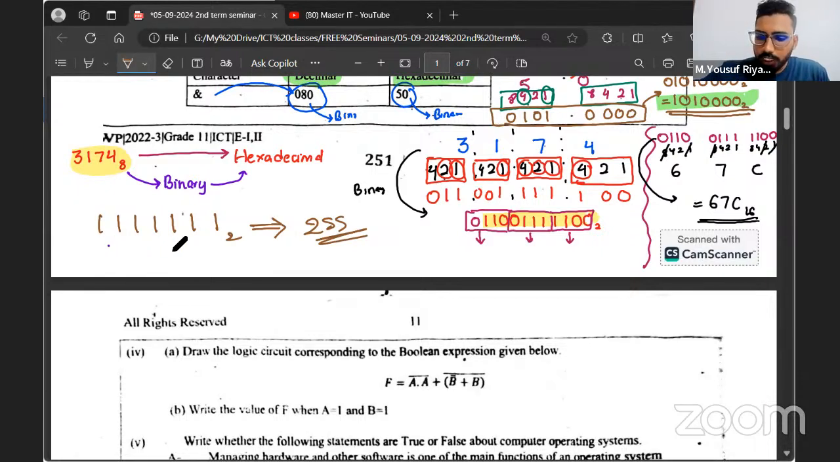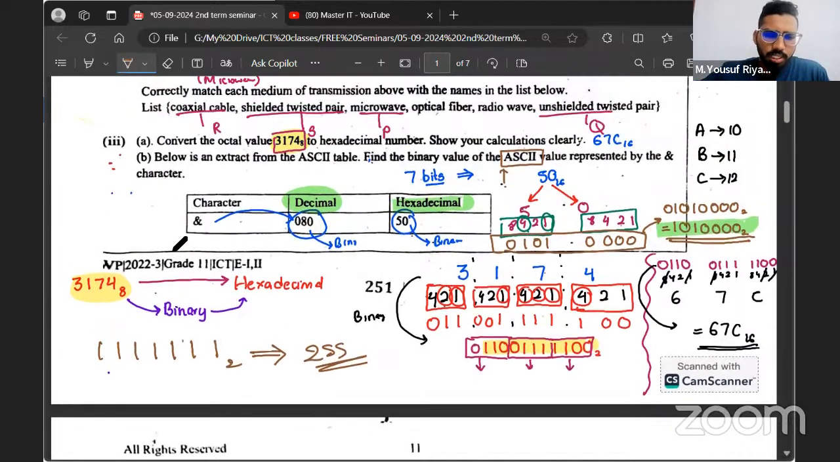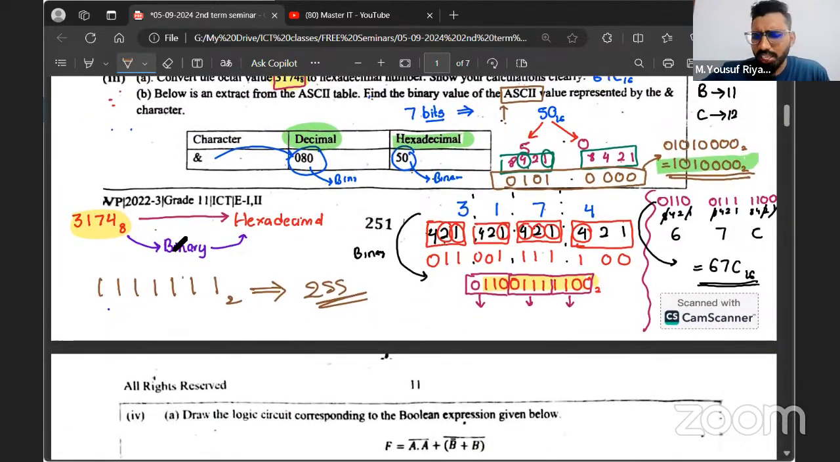Do we get EBCDIC calculation? I have never seen an EBCDIC calculation as far as I can remember, but if they want, they can give you. Nothing big, the same thing, just convert it to binary. If they give decimal here, convert decimal to binary. If they give hexadecimal, convert it to binary. Only one thing you want to keep in mind: ASCII, you keep your answer in 7 bits. EBCDIC means 8 bits. Unicode means 16 bits. Simple.